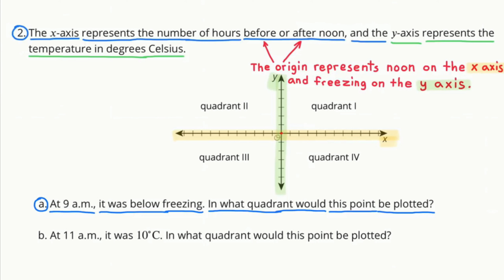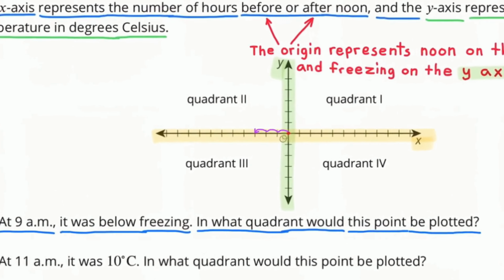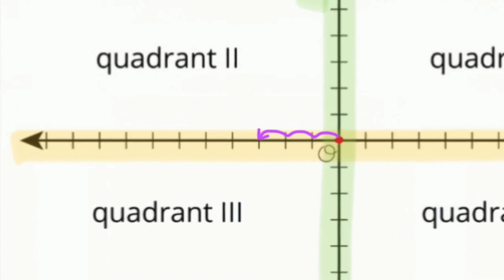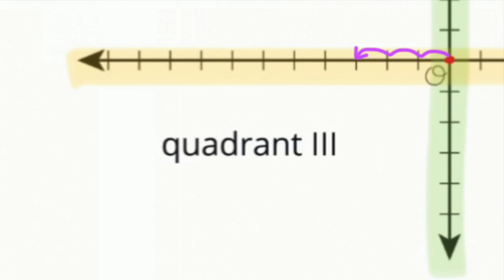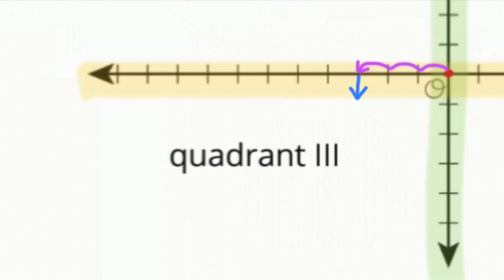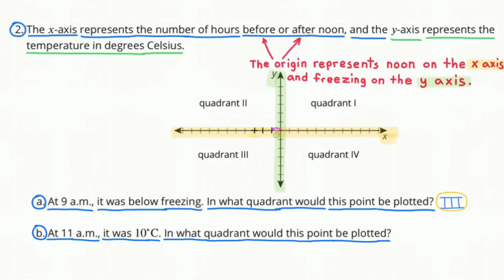A. At 9 a.m., it was below freezing. In what quadrant would this point be plotted? 9 a.m. is before noon, so we'd have to move to the left of the origin. And below freezing would be below freezing. So we'd move down, and that would put us in quadrant number 3.